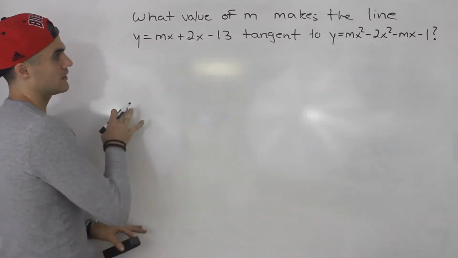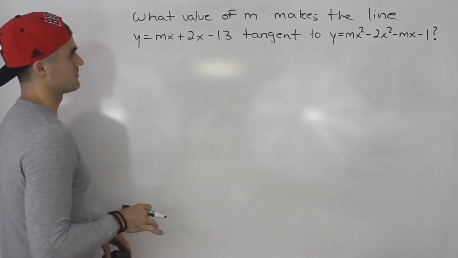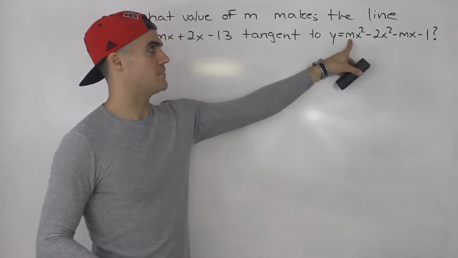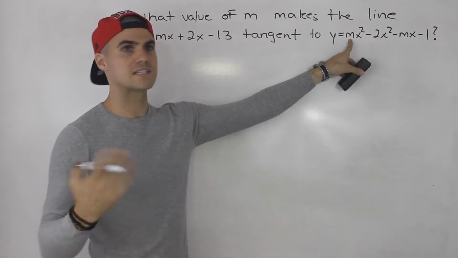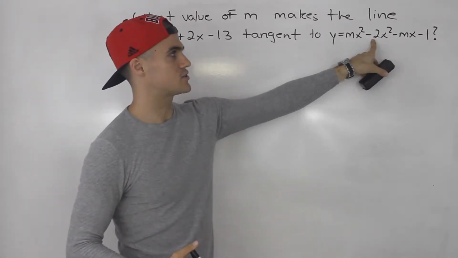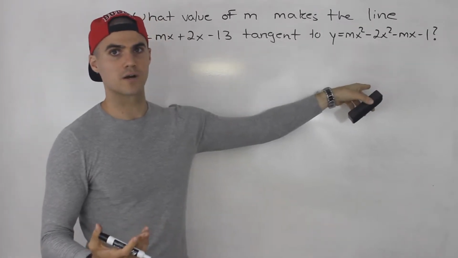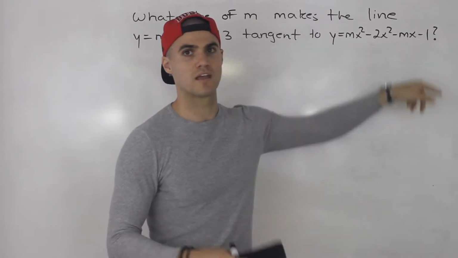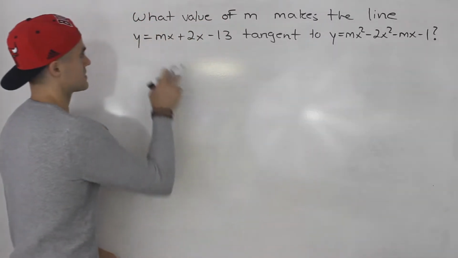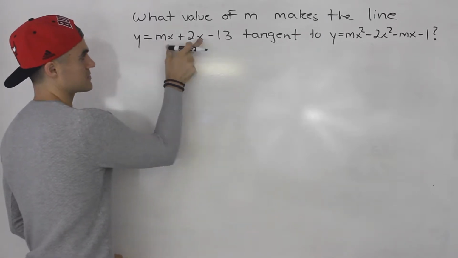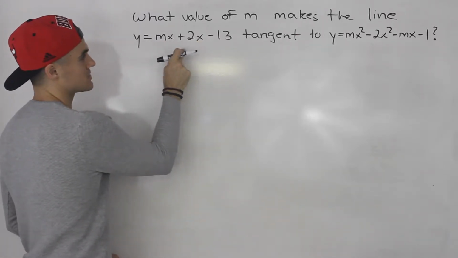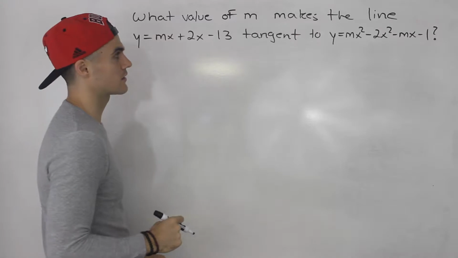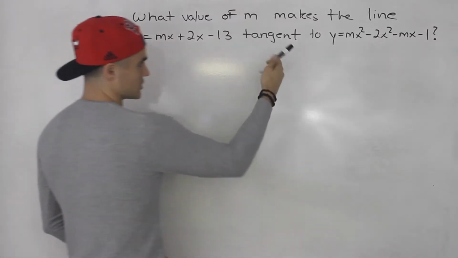So both very weird looking functions, but nevertheless, this here is a line, and then this here is a quadratic. Because if m is just some kind of constant, let's say m was 6, we'd have 6x squared minus 2x squared, so this would actually simplify to 4x squared, right? So we'd have 4x squared minus 6x minus 1 if m was 6. Same thing here. If m was 6 here, this would be like 6x plus 2x, so these would simplify to 8x. Then we just have 8x minus 13, right? So we have a line and we have a quadratic. And we want the line to be tangent to that quadratic.